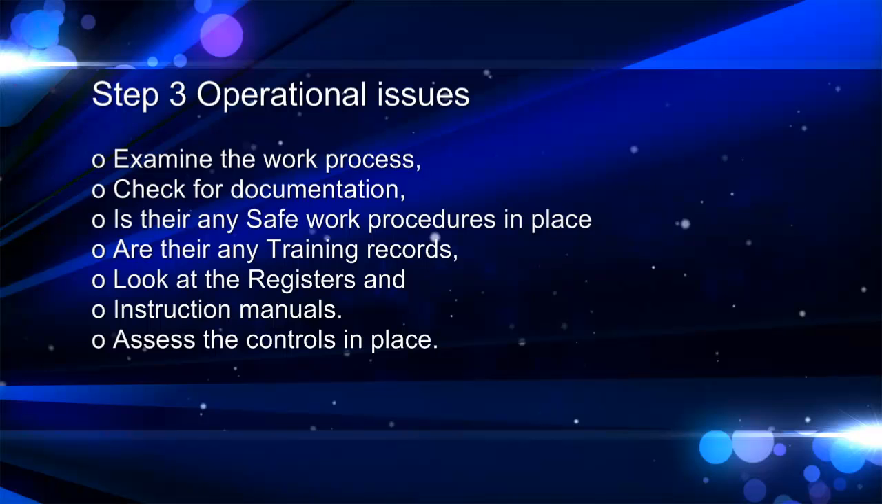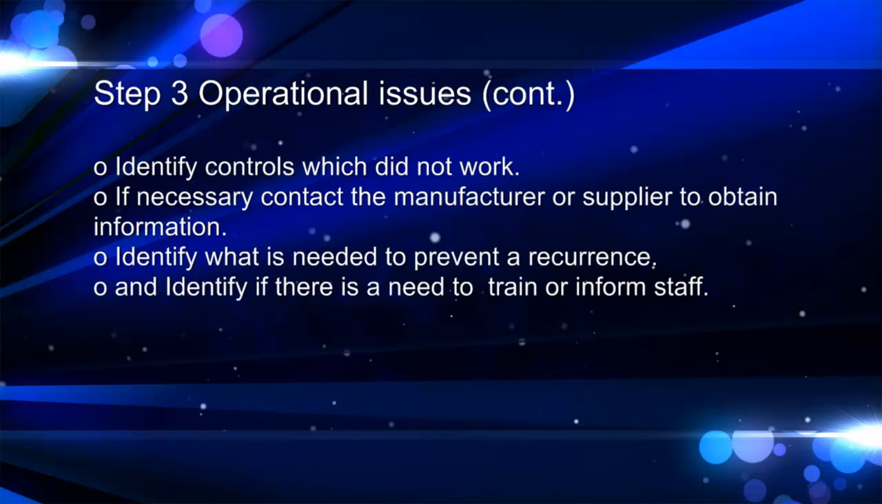Step 3 is to look at the operational issues. So, examine the work processes and check for documentation. Are there any safe work procedures in place? Are there any training records available? Look at the registers and instruction manuals and assess the controls in place. Identify controls that didn't work, and if necessary, contact the manufacturer or supplier to obtain information. Identify what is needed to prevent a reoccurrence, and identify if there is a need for training or information for staff.